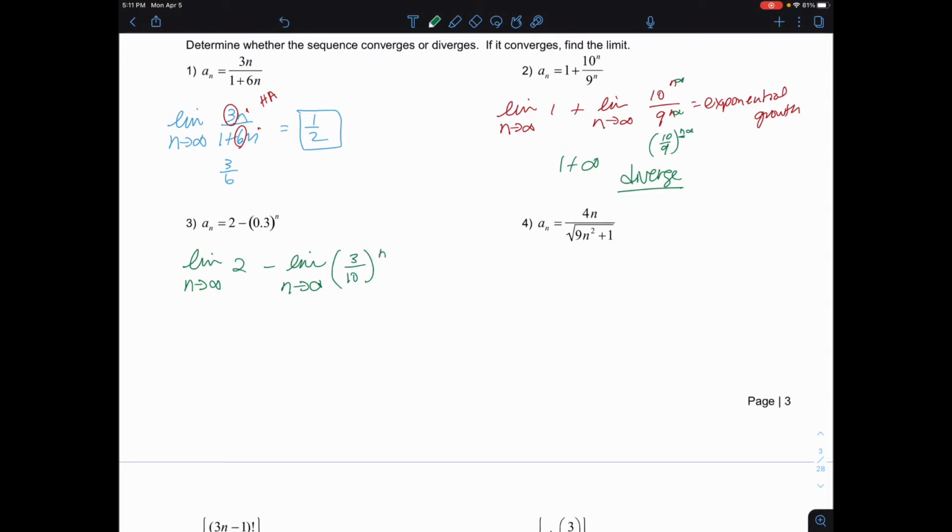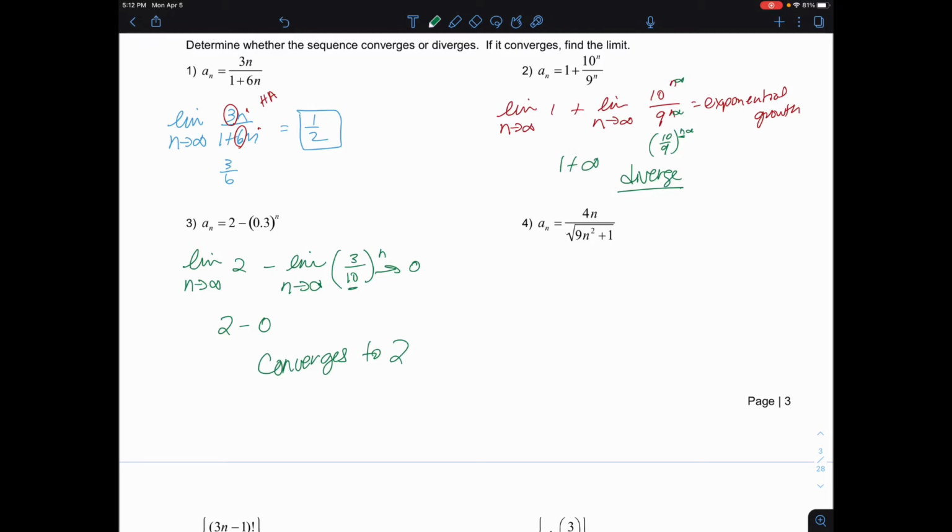Well, we already said, oh, this one's a little different because this is 3 over 10. My bottom number is bigger. So the bottom is getting bigger. This thing's going to go to 0 because my bottom's getting super big. My top's not getting as big. So therefore, this is 2 minus 0, or this thing converges to 2.